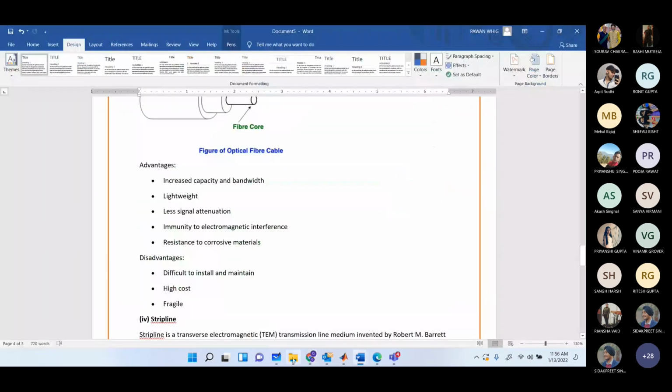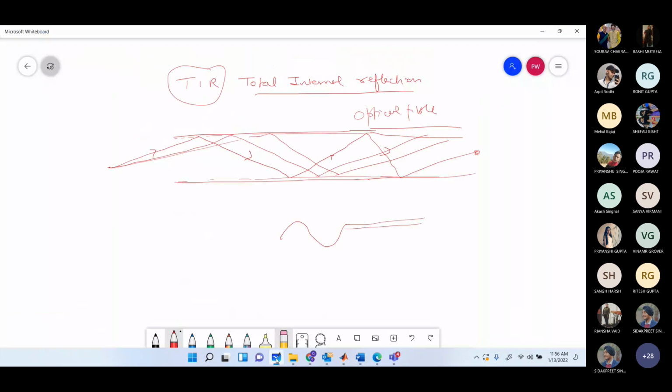Optical fiber has only one disadvantage: let us suppose this is an optical fiber, and somehow, due to some accident, there is a cut. So what will happen? It is very difficult to repair this kind of optical fiber connection. So this is the only difficulty in optical fiber. But right now we have very good technologies to replace this, to make these connections easily. But yes, there is a problem.